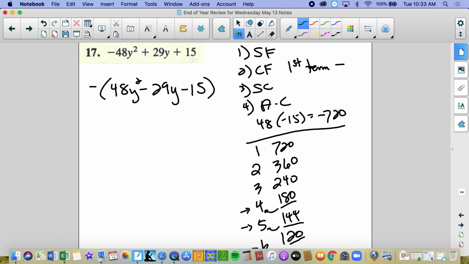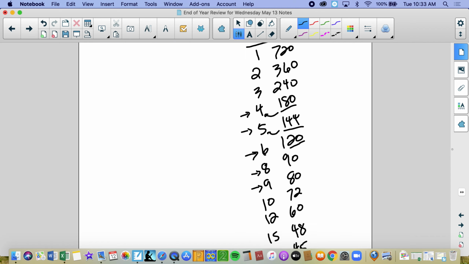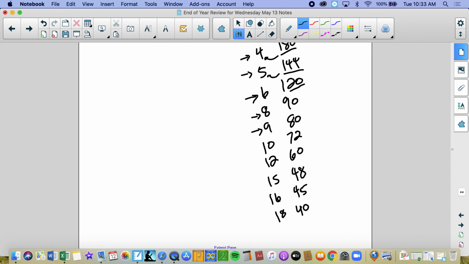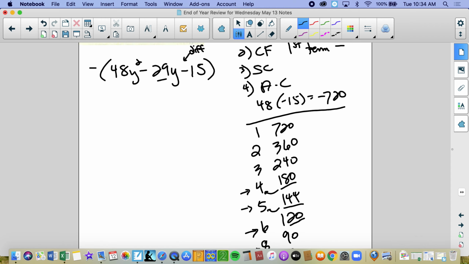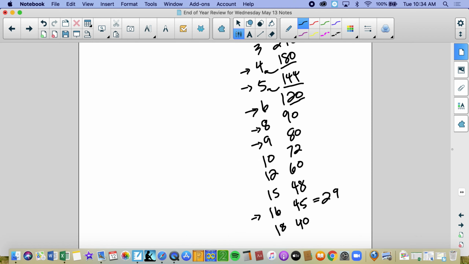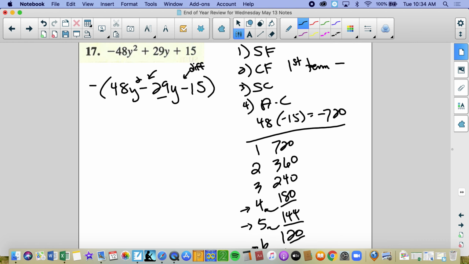So my signs are different. So I'm going to be subtracting these two factor pairs, and it needs to equal 29. So I'm looking for a 29 somewhere here. Is there one that equals 29? Let's check 16 and 45. 45 minus 16 equals 29. So I didn't have to keep going. And I probably didn't have to start there. My signs are different, and the bigger is going to be negative. So that's negative, that's positive. So I can stop. 16 and 45.